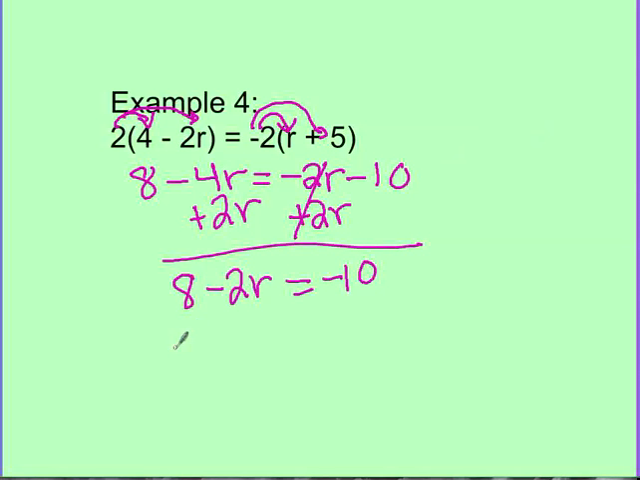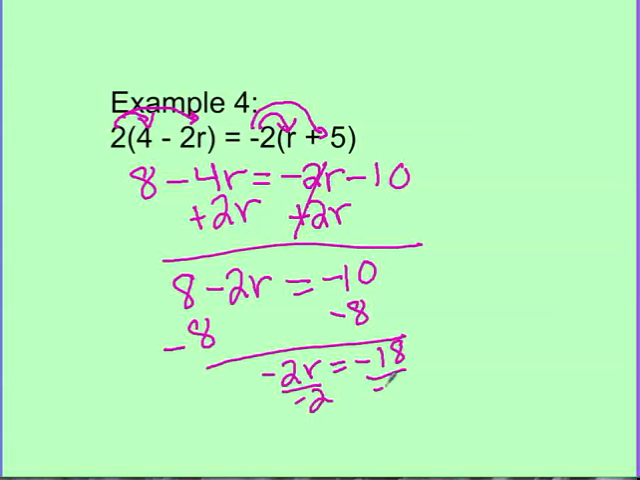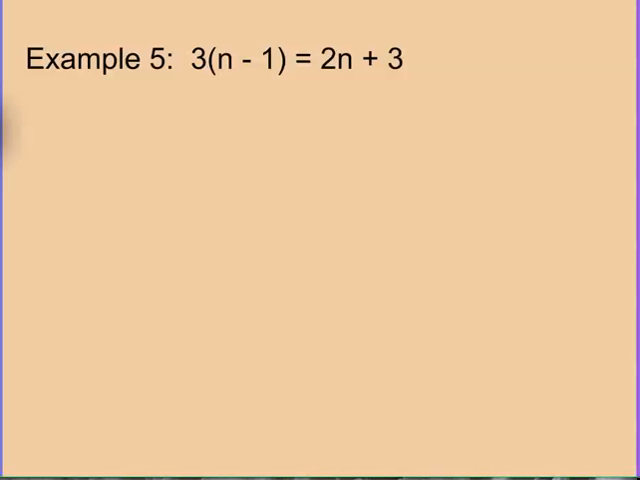Now this is a two-step equation. I need to get my constants on the other side. So if I have a positive 8 here, I'm going to have to do the opposite. I'm going to have to subtract 8. So I get negative 2r equals negative 18. Divide by negative 2. So r equals a positive 9. Okay, go ahead, copy down our next example.